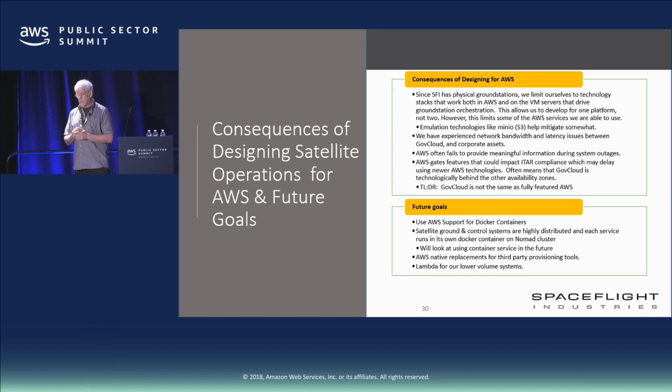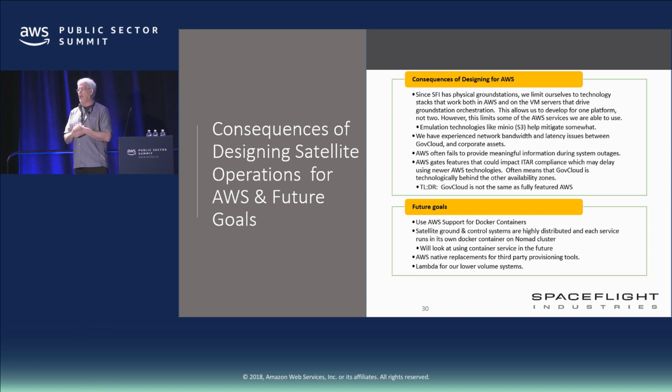We've also experienced problems with bandwidth and latency issues between GovCloud and our corporate assets. This can be kind of frustrating because Amazon often fails to provide meaningful information during these outages. There's nothing more frustrating when we say all of our systems are down, nothing's working, and you're showing a green indicator there. It's getting better. Sometimes though, when Amazon is trying to make these things work, they will send very cryptic messages, and you have to have experience to understand whether something is serious or not.